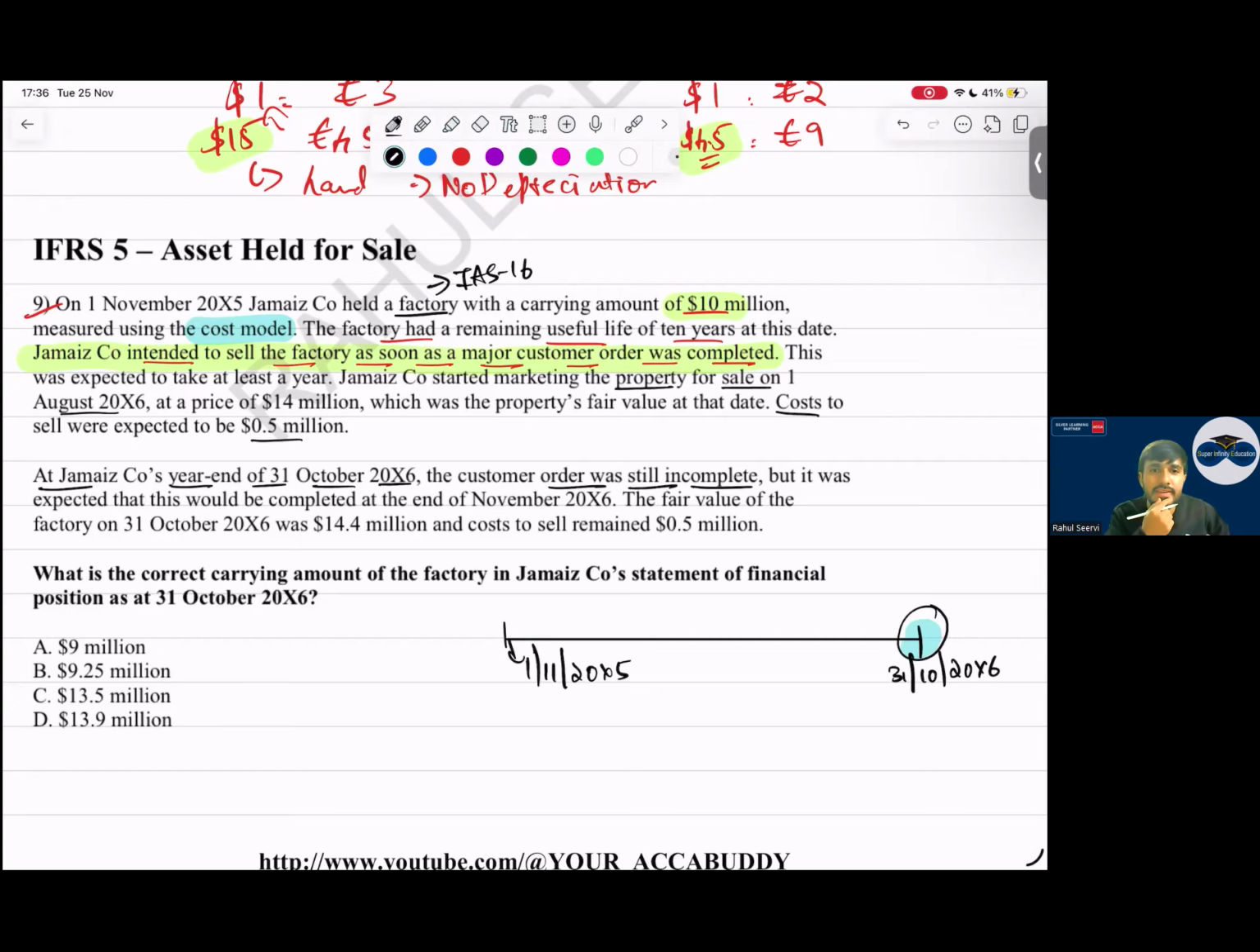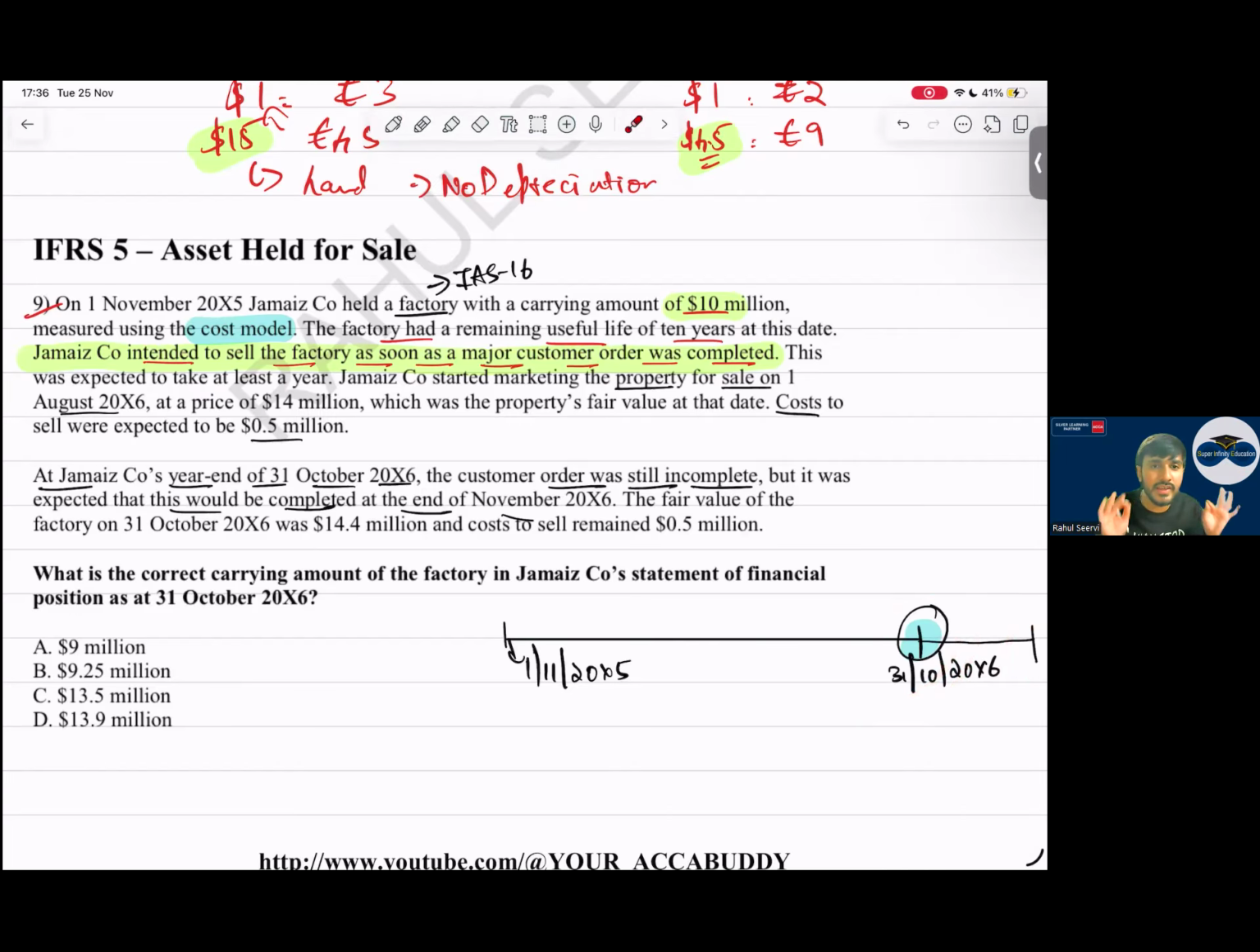No, no. We can't. But it was expected that this would be completed at the end of November. Okay, they're saying it will take 1 month. Okay, no issues. Now to classify as an asset held for sale, the asset should be available for immediate sale. The sale should be highly probable. Both should be met on what? Reporting date.